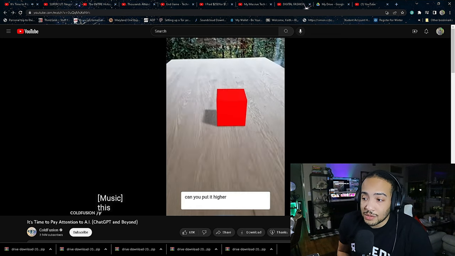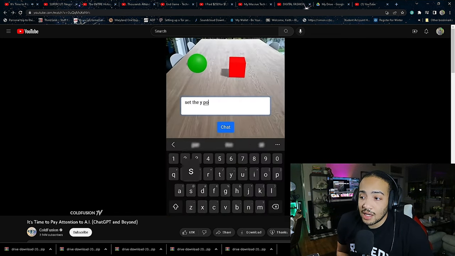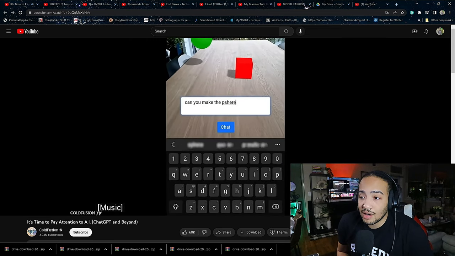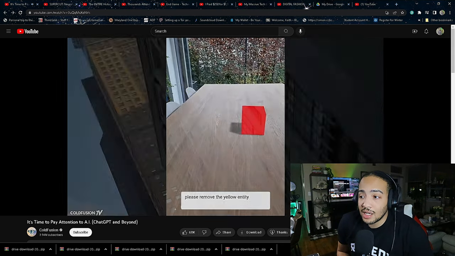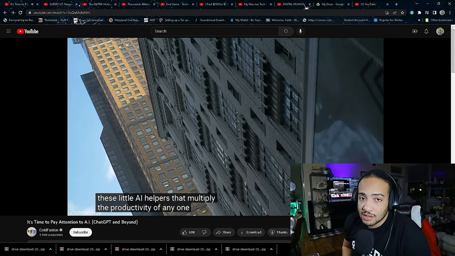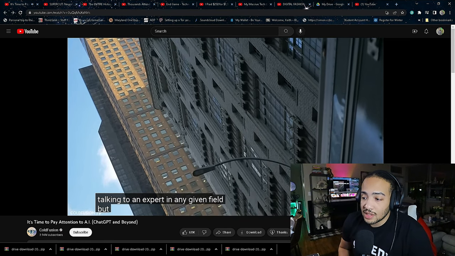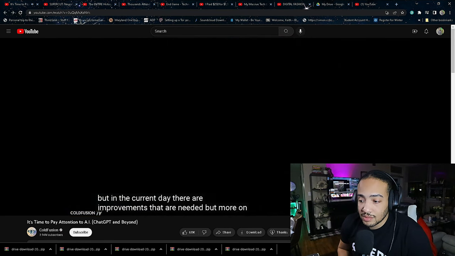This is the type of stuff I'm talking about. You can kind of see the future already. These little AI helpers multiply the productivity of any one worker. But also, future versions could be like talking to an expert in any given field. But in the current day, there are improvements that are needed. But more on this later.